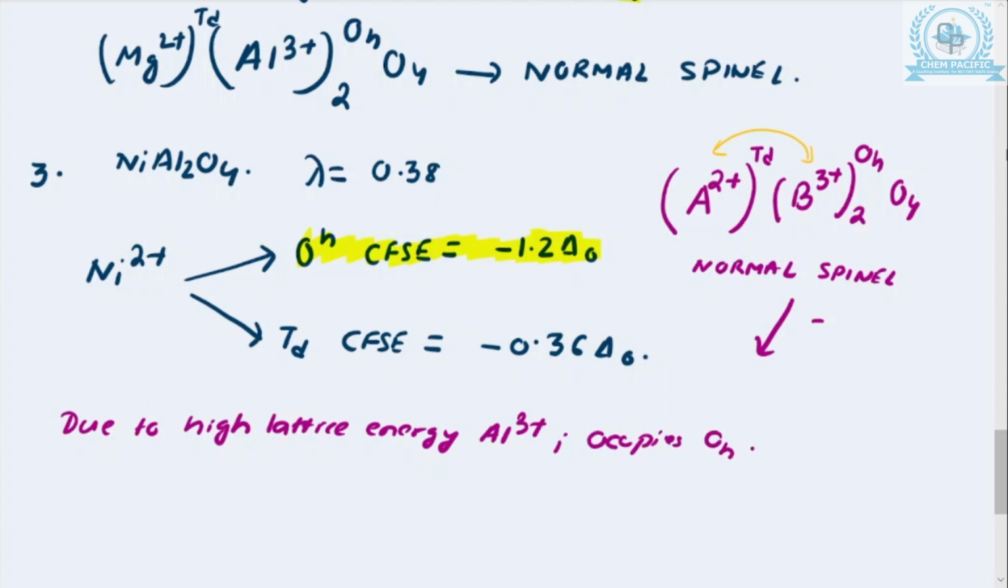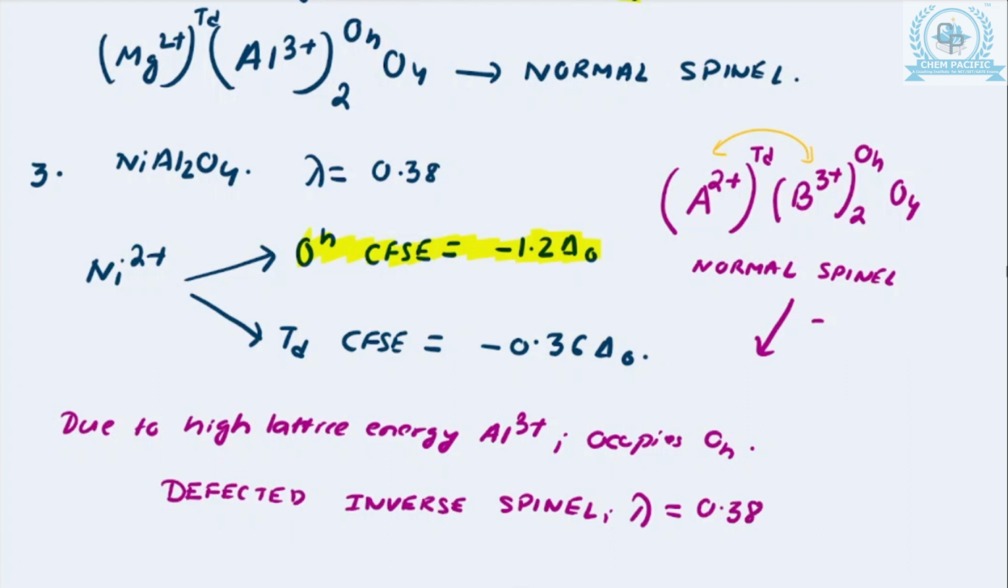तो ये complete pure inverse spinel नहीं है, that is why it is known as defected inverse spinel. This is very important. Clear? So it is known as defected inverse spinel. That is why it is having the occupation factor value of 0.38.